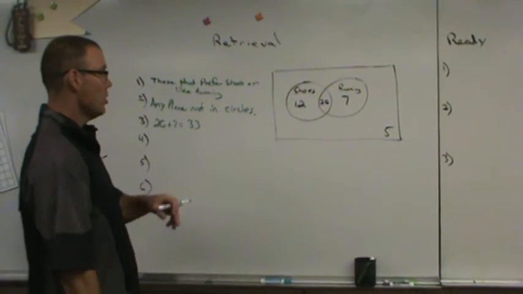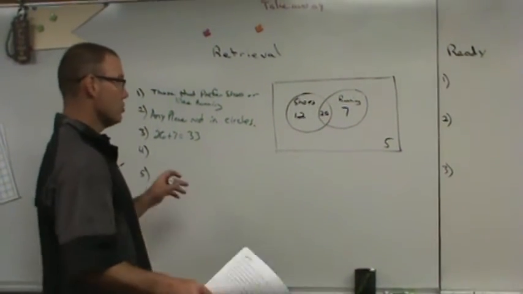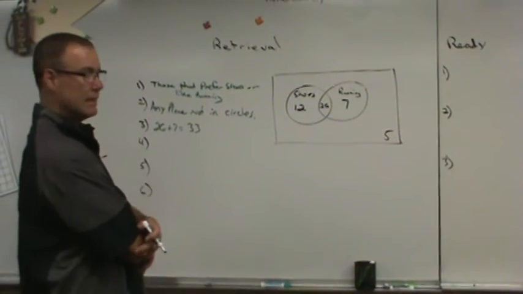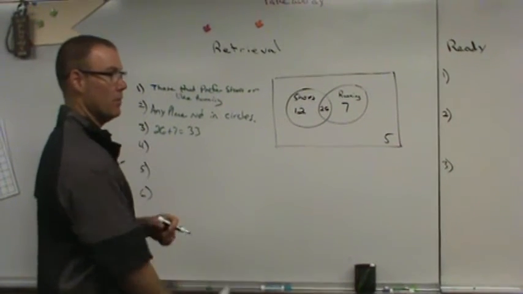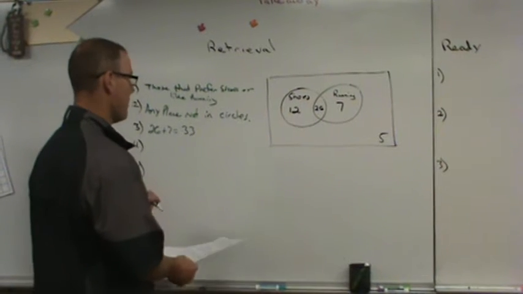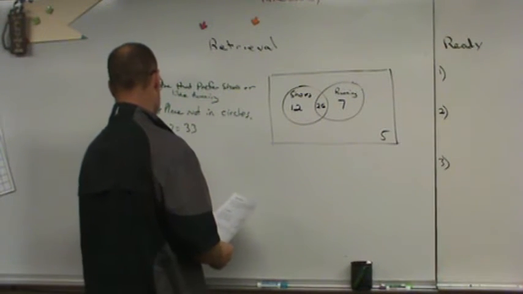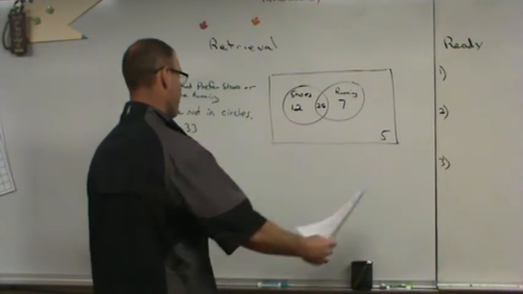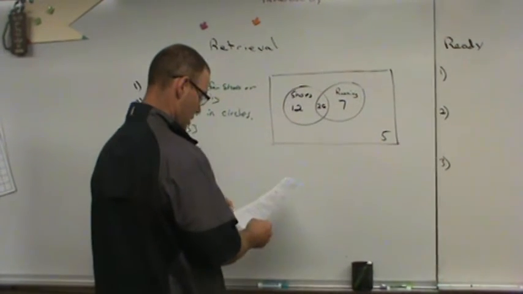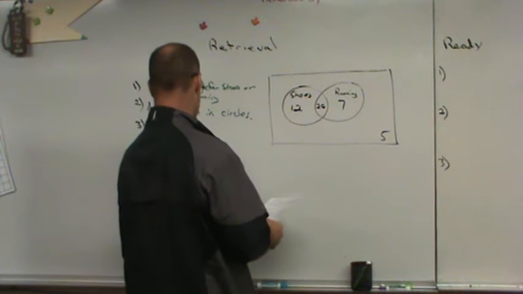How many total people are represented in the Venn diagram? It doesn't matter, shoes, running, biking, nothing. It doesn't matter. Just how many people. What is our total sample population? Start on one side and work your way to the other. 12 plus 26 plus 7 plus 5. Don't forget the 5 out here. And if we add all those together, we get a total of 50.